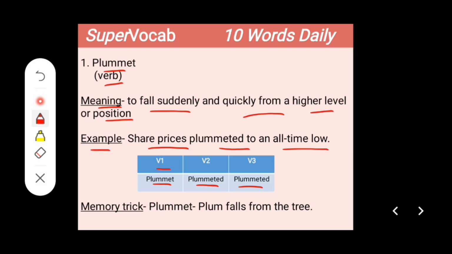So how to remember the word plummet? Just remember the word plum. Plum is a fruit, and when it breaks from the tree, it falls downwards. So that's how we can remember: if the word is plummet, we will think about a plum that falls from the tree downwards. So plummet means a downfall. Okay, so let's move to the next word.